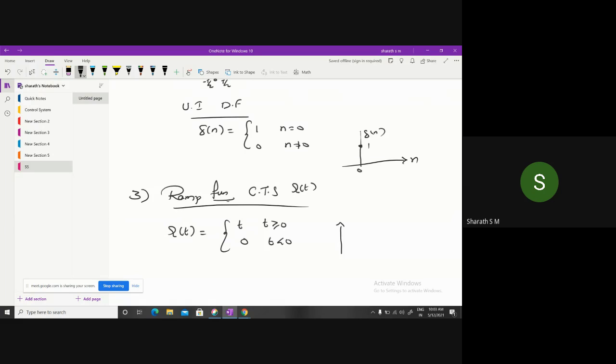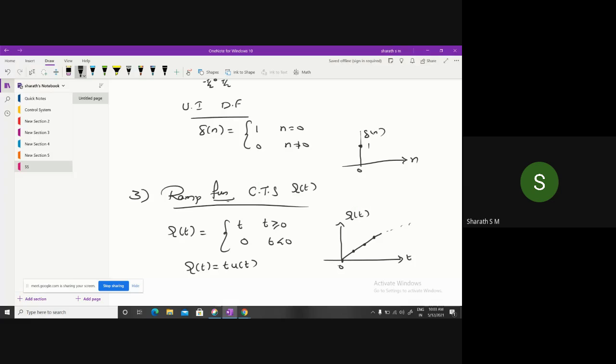So write a signal for ramp. This is the signal for ramp. The ramp signal concludes its amplitude level is 1 at t is equal to 1, and its amplitude level is 2 at t is equal to 2. The amplitude level is 3 at t is equal to 3, and so on up to infinity. So it can be written as r of t is equal to t into u of t.